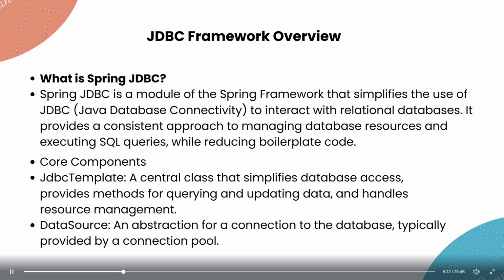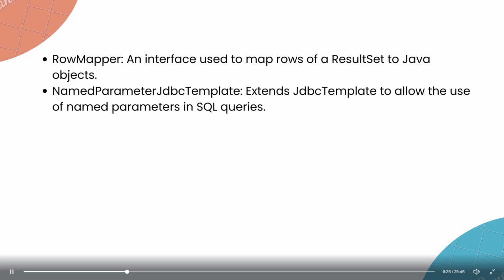Second one is DataSource, an abstraction for a connection to the database typically provided by connection pool. Abstraction for database connection pooling. RowMapper maps rows of a result set to Java objects often used to convert query results into domain objects. Simply, it is an interface used to map rows of a result set to Java objects.